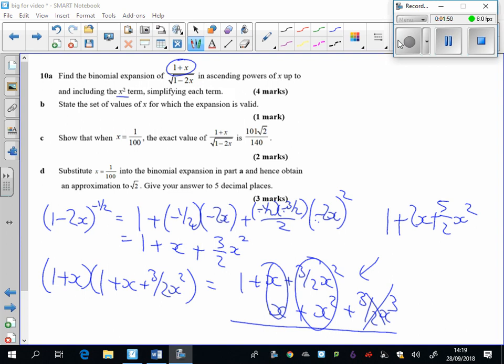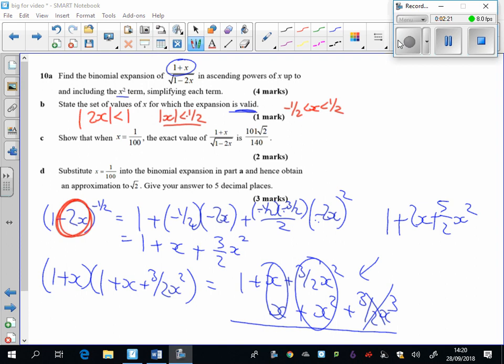Even quicker, when is this valid? Well, the validity statement is always when this bit here is between minus 1 and 1. So it's when the modulus of 2x is less than 1, or the modulus of x is less than a half. Perfectly fine to write minus a half is less than x is less than a half. Perfectly not all right to stick a minus in here. So that would be no good.